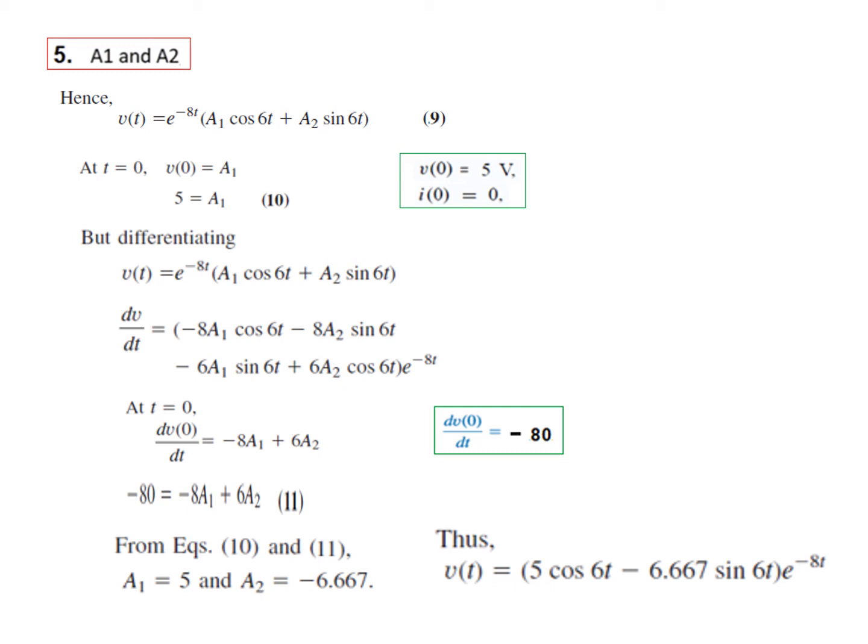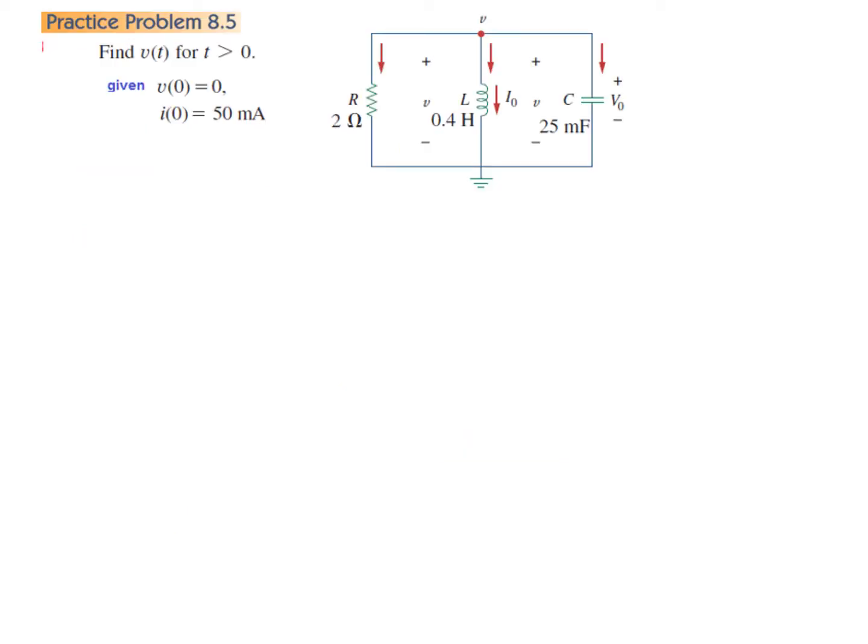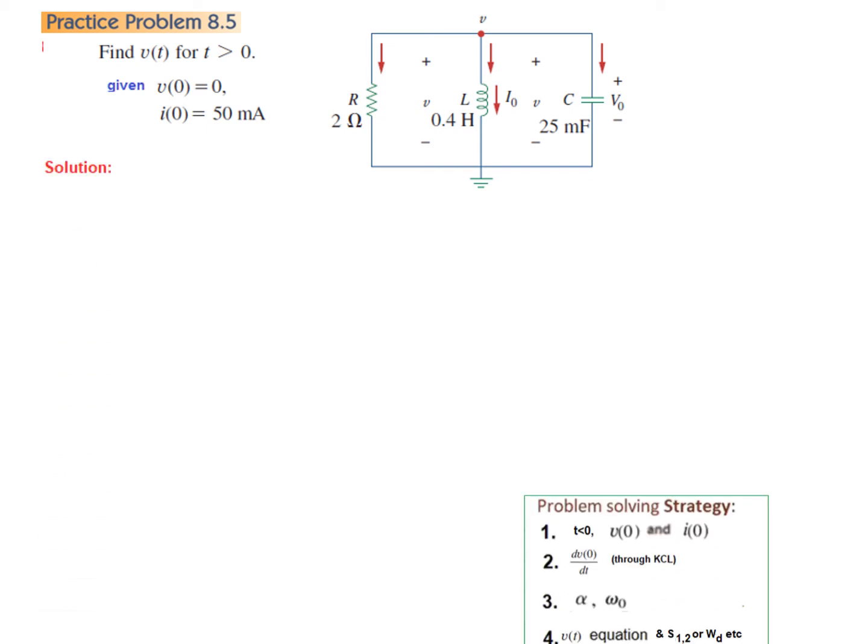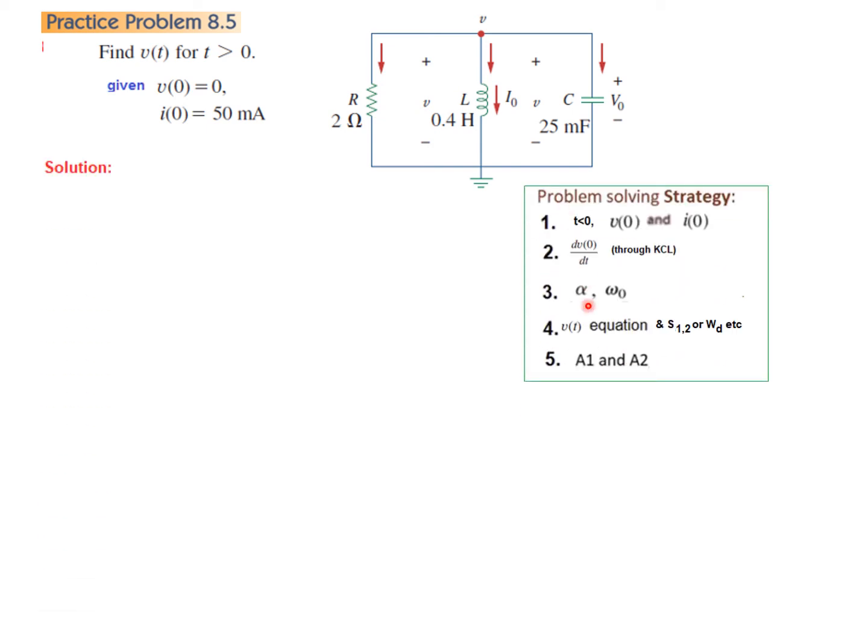Now let's do the practice problem. This is the practice problem. One important thing here is that in this case the initial condition V0 is 0, but the current is given. So let's see how this behaves. The technique remains the same. These are the strategies we will follow.